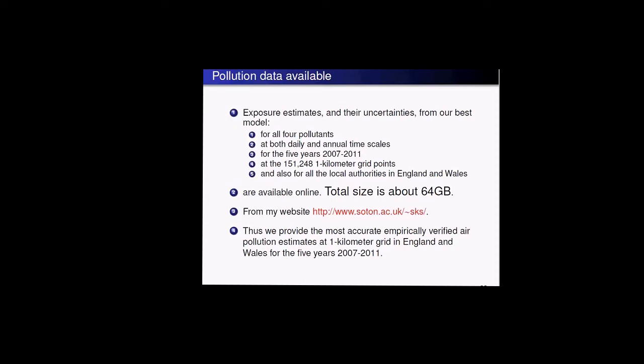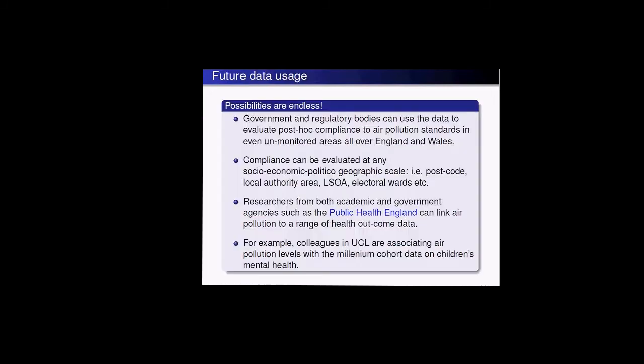And this total size is about 64 gigabytes. This is from my own website, and there is a link to that on air pollution estimates. So thus we provide the most accurate empirically verified air pollution estimates at 1-kilometer grid in England and Wales for the 5 years. So this is where I say that we have provided the data, so hope colleagues can do science. So what you can do with these, that's why I have a couple of slides.